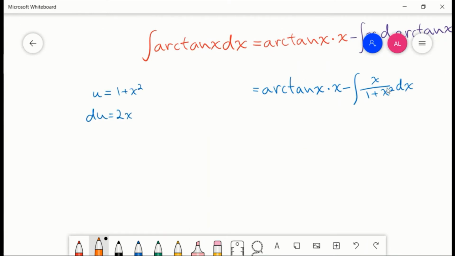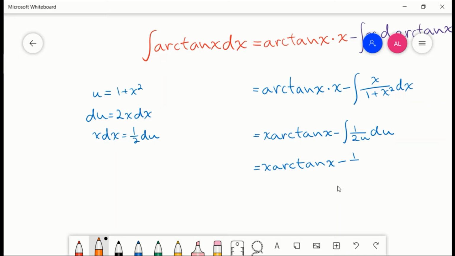So if u is equal to the denominator right here, we have that du is equal to 2x dx. So then x dx is 1/2 du. And notice that x dx is this thing right here. And so we get that this is equal to x times the arctangent of x minus the integral of 1 over 2u, which in turn is equal to this right here, which is equal to this right here.